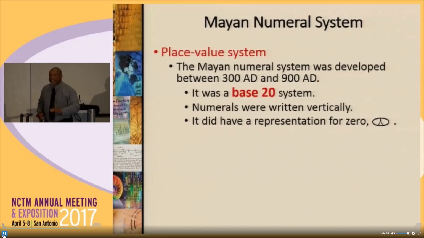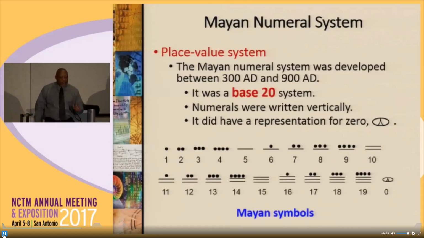And unlike the systems I've spoken about so far, they wrote their number symbols vertically. And they had a zero, as being pointed out here. They had a zero. So if you want to see what their numerals look like, what their symbols look like, they look like this. And it's fairly straightforward. You see a dot for 1, 2 dots for 2, a bar for 5.